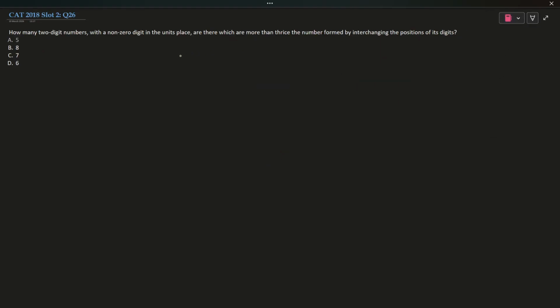How many 2-digit numbers with a non-zero digit in the units place? So this is a 2-digit number. Let's say x and y, such that since this is a 2-digit number, x cannot be 0, guys. Units place is y, so y also cannot be 0. Are there which are more than thrice the number formed by interchanging? So what is the number formed by interchanging the digits? Y comma x.